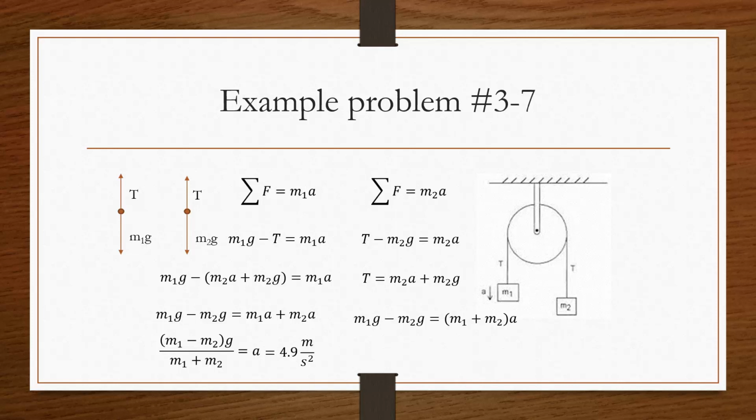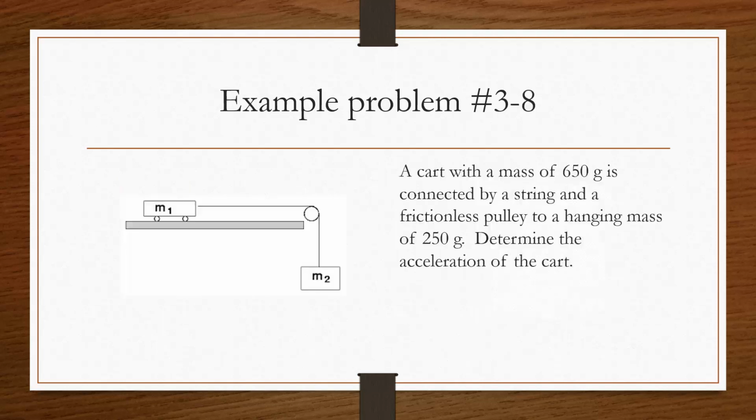If we plug in our numbers, we get 4.9 meters per second squared as the acceleration. The next step I can do is to plug that A into my tension equation that I solved in the third line down on the right hand side. T equals M2A plus M2G, and just plug in A, G, and M2, and I get 73.5 newtons as the tension of the string.